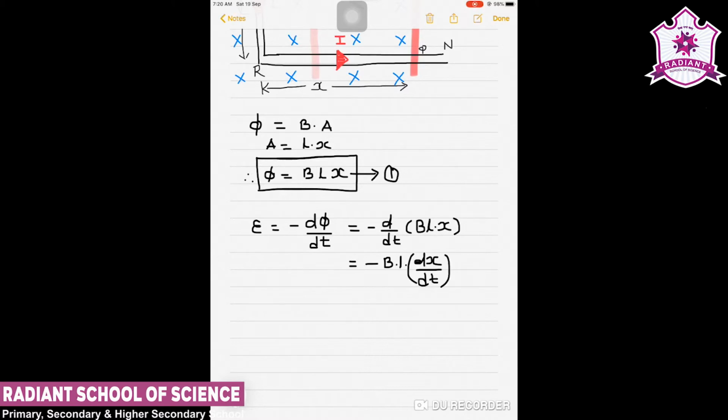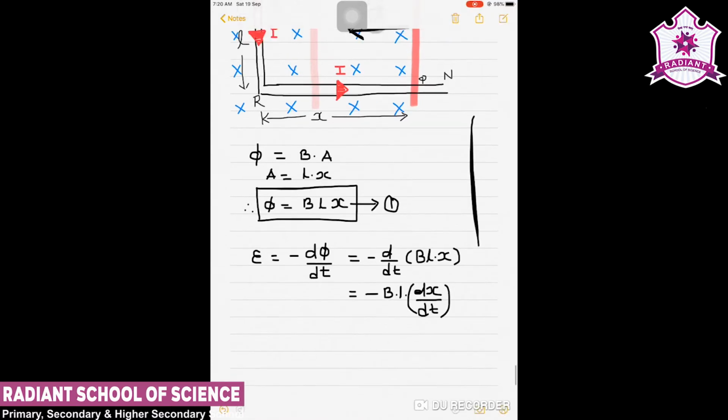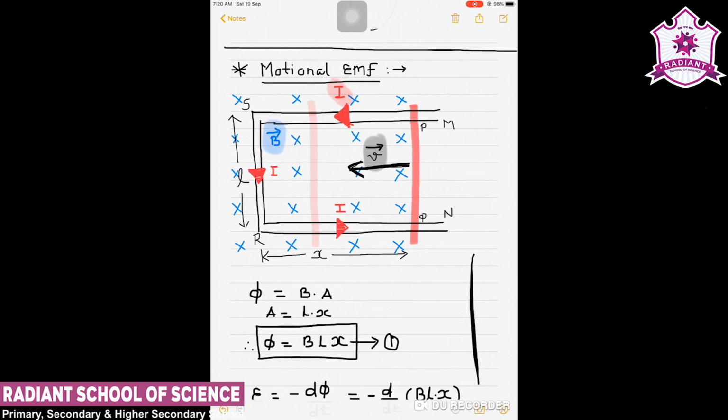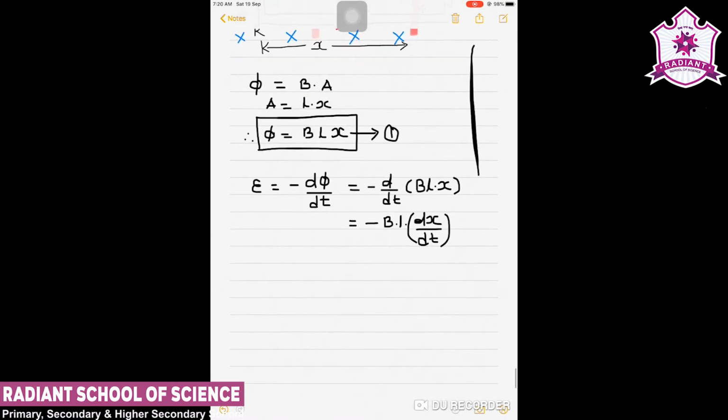Now here we have to take care that dx upon dt will be negative. The reason is clear: this rod is moving towards the left, and as it is moving towards the left, dx upon dt will be negative. So we can say that minus BL into dx upon dt will be minus of v, and that is BLv. So this equation is called the equation of motional EMF.